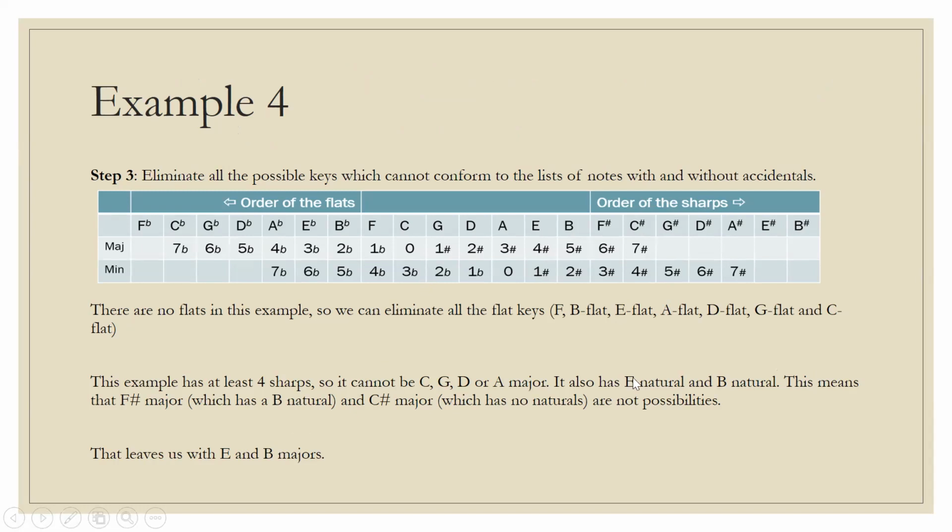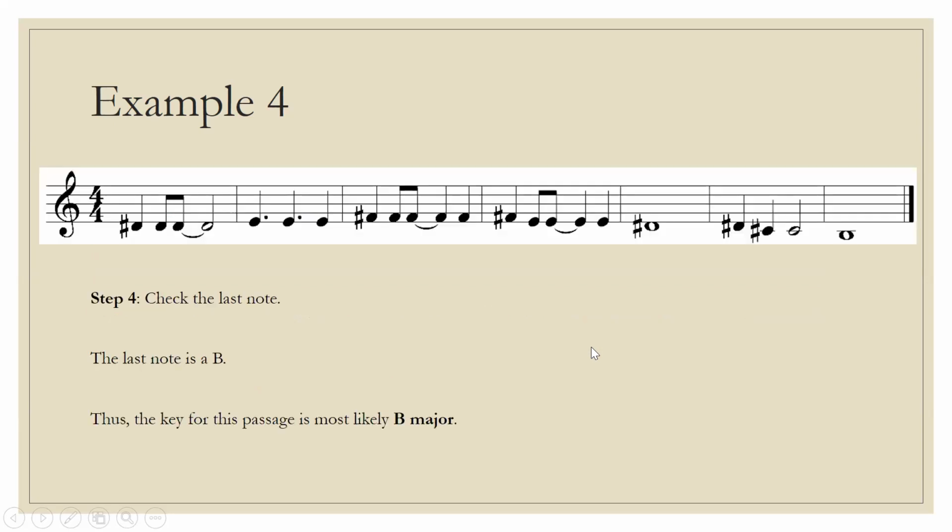But it also has an E natural and a B natural. F sharp major doesn't have a B natural, and C sharp major doesn't have a B natural. So that limits us to 2 possible keys, E major or B major. Now we check the last note. The last note is a B. So the most likely key for this piece of music is B major.